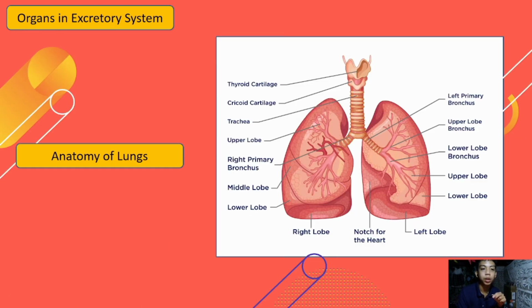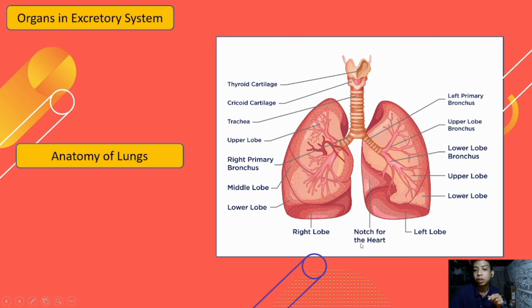So next we have the lungs. So this is the anatomy of the lungs. This is the thyroid cartilage, cricoid cartilage, trachea, and the right primary bronchus. So we have the right part of the lungs. In the right lung we have the upper lobe, but this upper lobe is found in both left and right, so no mistake. So we have the middle lobe, lower lobe, and this is the right lobe, which is located at the right part of the lungs.